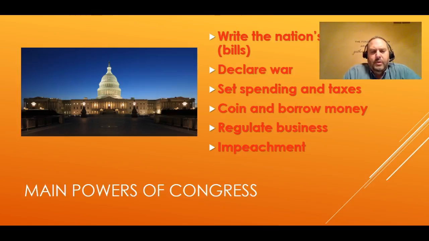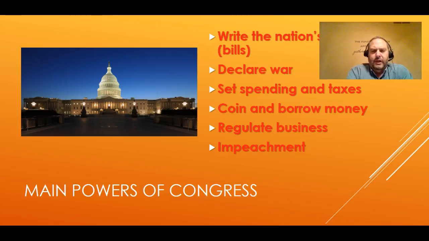These are the main powers of Congress. The first is that they write the nation's laws. These are called bills, and a bill becomes a law when both houses of Congress pass it and then the president signs it. Another main power of Congress is to declare war. Congress spends a great deal of its time deciding how we're going to spend the nation's money and how corporations and people will be taxed to pay for government services. Another job of Congress is to coin and borrow money.